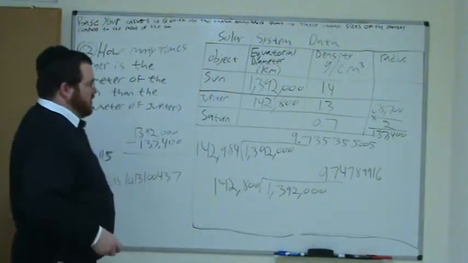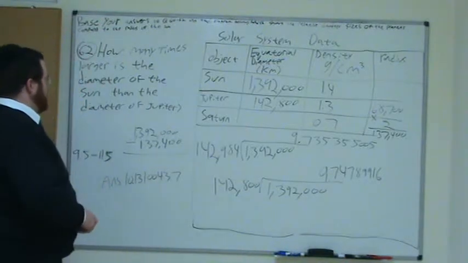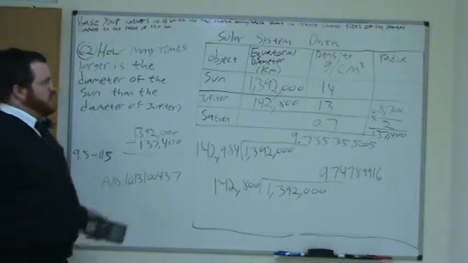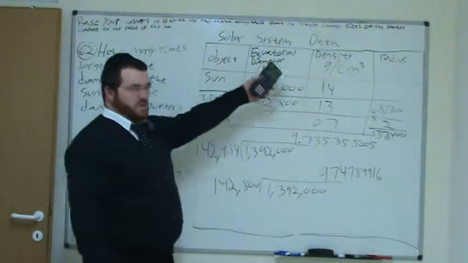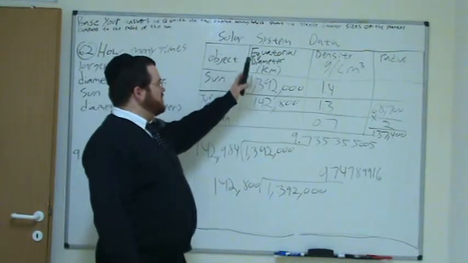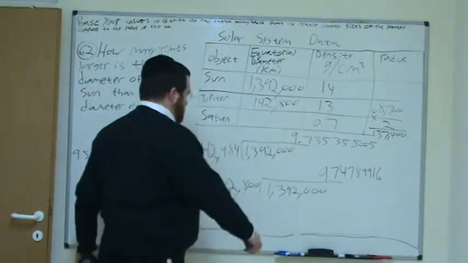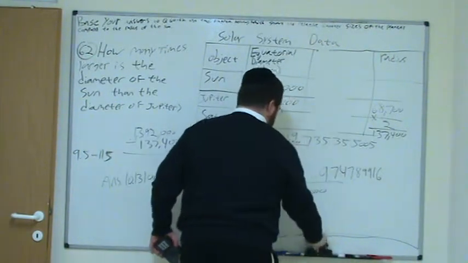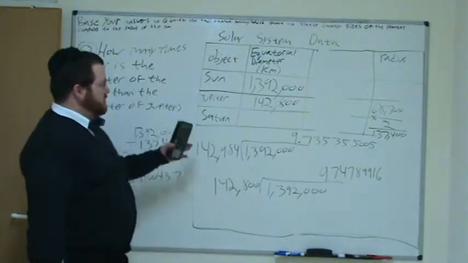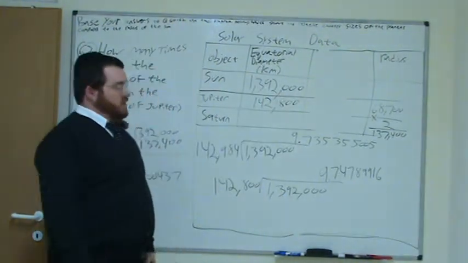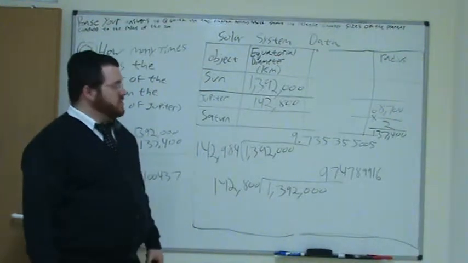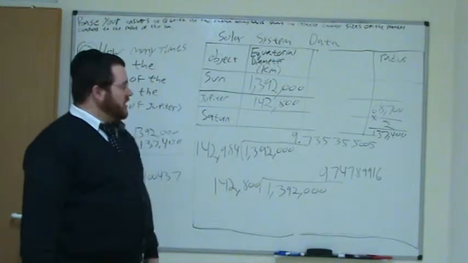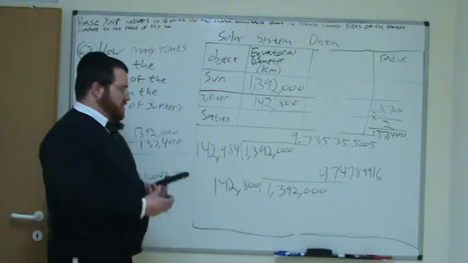So, for question 62, how many times larger is the diameter of the Sun than the diameter of Jupiter? So look at the solar system data. I just put in what we need, which is the object and the equatorial diameter. Density we don't need, so I'm going to take that out for now. It's just going to mix you up. So we see that the Sun's diameter is 1,392,000 kilometers. Jupiter's diameter is 142,800 kilometers.